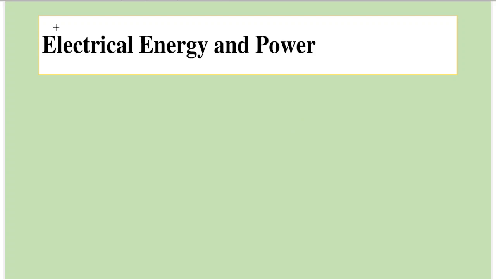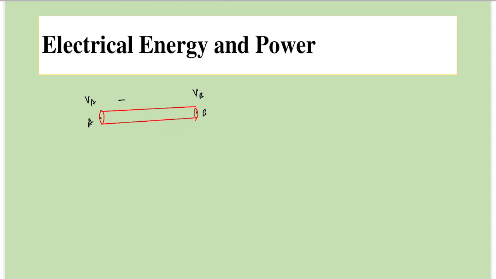Let us study about electrical energy and power. To understand this, let us consider a conductor of certain length, as given here. Let us call this end A and this end B, and let the potential at end A be called VA and the potential at end B be called VB.